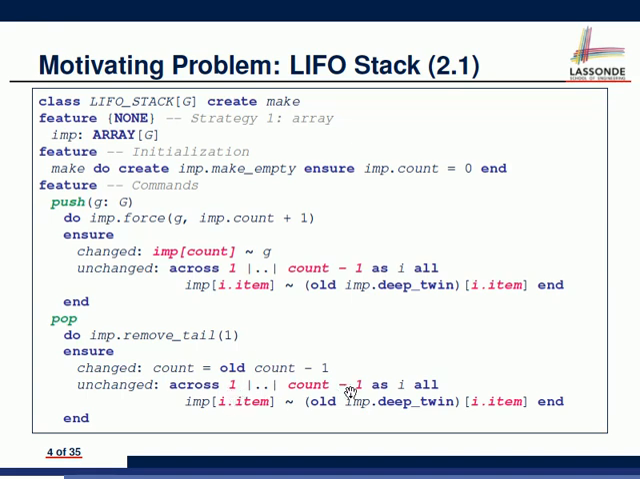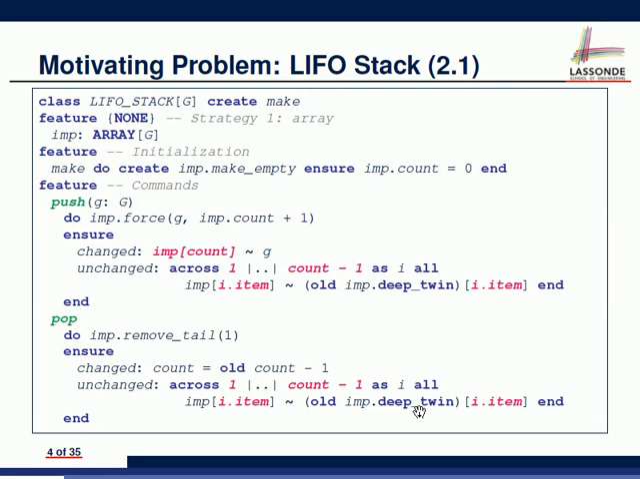I can say again from 1 up to count minus 1, the old imp is equal to the new imp. And here I'm using a deep twin. Okay, so that's the first version of the LIFO stack, in which case I'm using strategy number 1, array.